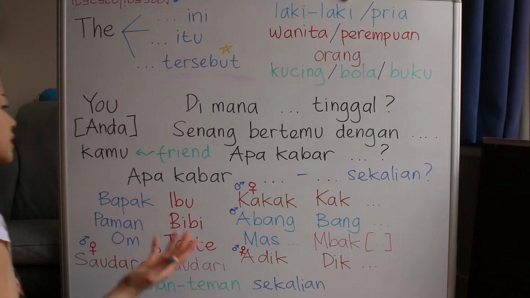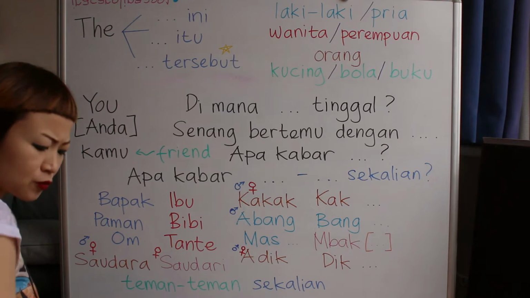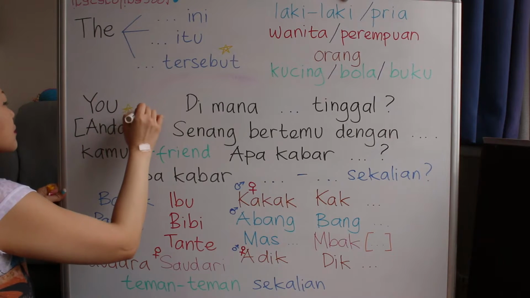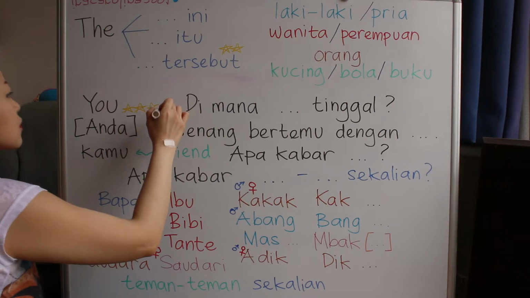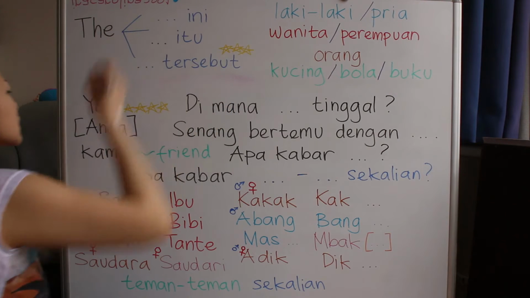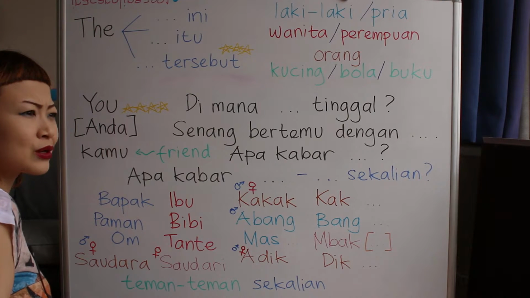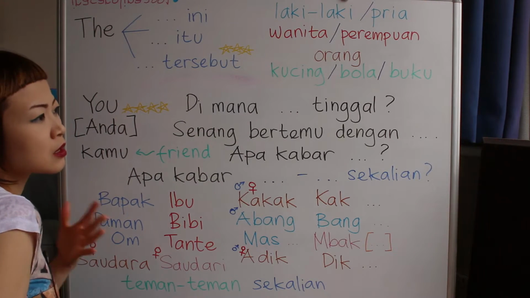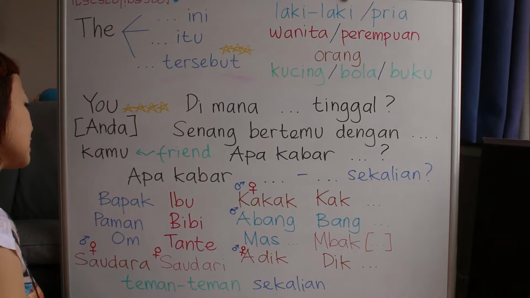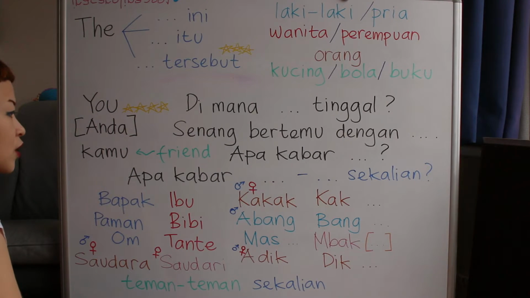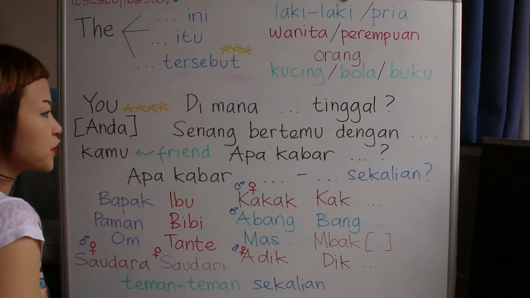But we have a problem if we use kamu. It is not polite, because kamu, I will put the Anda with star 3 or this one too maybe, yeah, to show that this is really like that, or 4, this is 3. But if we use kamu for someone we just meet, or for our senior, especially in the first time meeting, it's of course not polite, because kamu is used for friends or people at the same age as you.